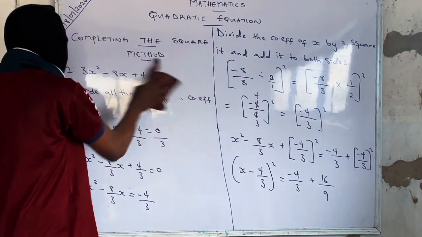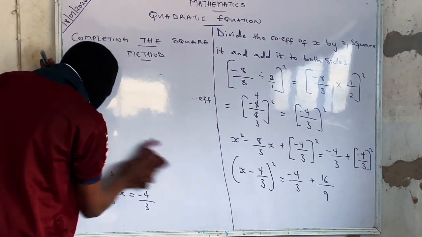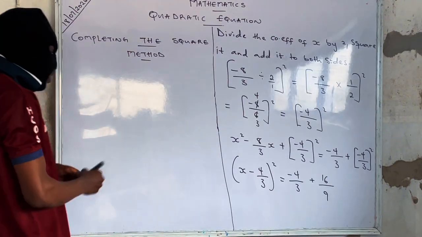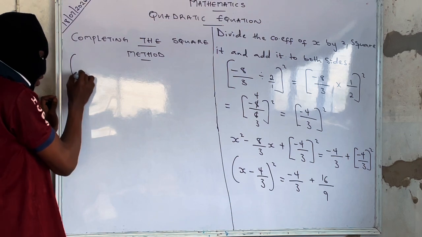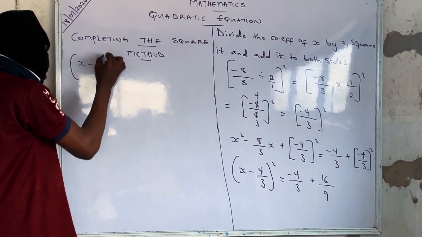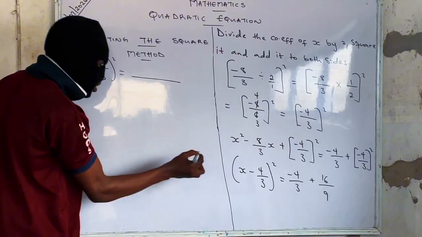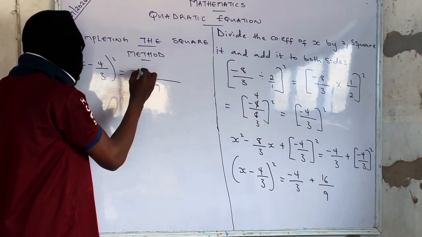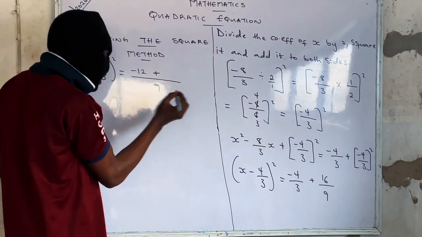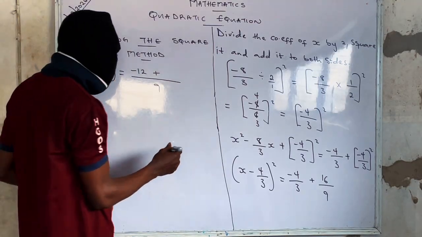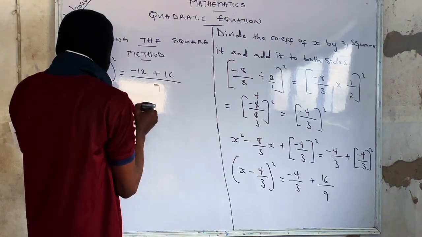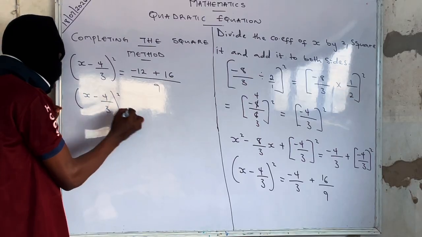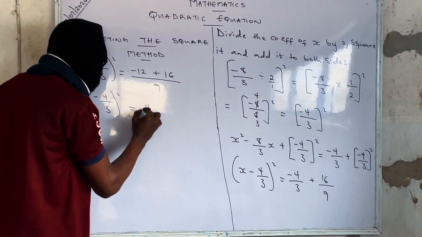Now since we have something like this, what I'm going to do is find the LCM. We have x minus 4 over 3 squared equals, now the LCM is 9. Now 3 in 9 is 3 times minus 4 will give us minus 12, plus 9 in 9 is 1 times 16 will give us 16. Now we have x minus 4 over 3 squared equals 4 over 9.